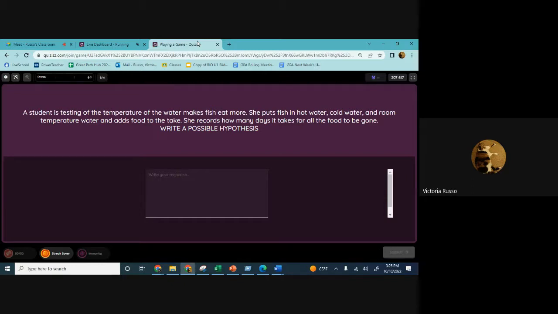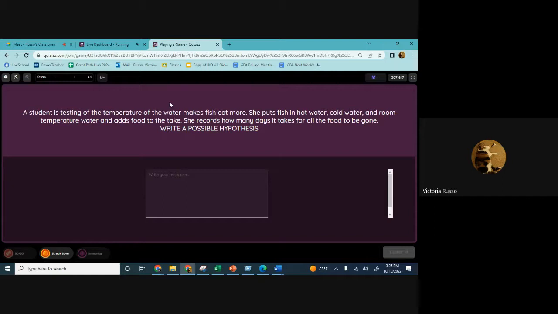So here we have an experiment, and it says a student is testing, it should say, if the temperature of the water makes fish eat more. She puts the fish in hot water, cold water, and room temperature water, and then adds food to the tank. Mrs. has another typo, she can't spell tank. So she records how many days it takes for all the food to be gone. And then the question is, write a possible hypothesis.